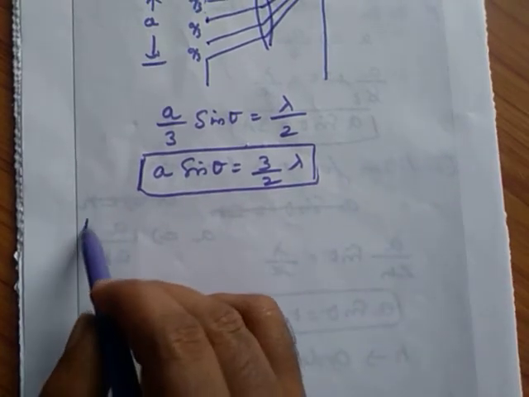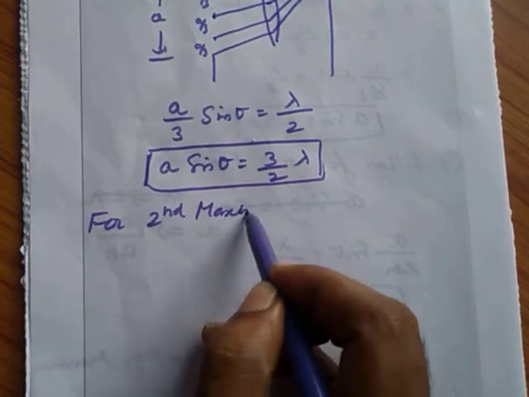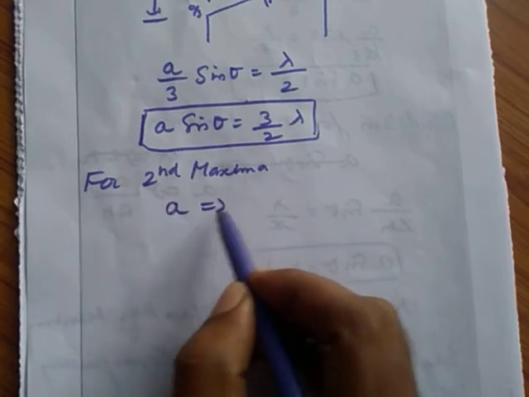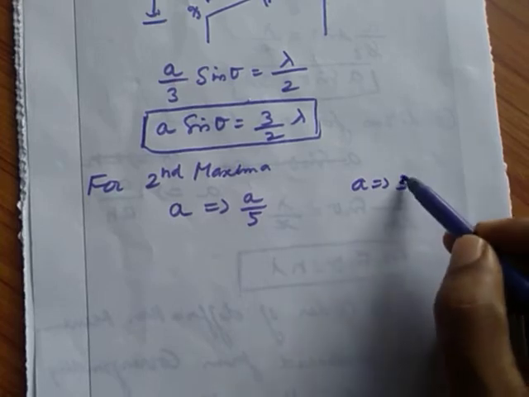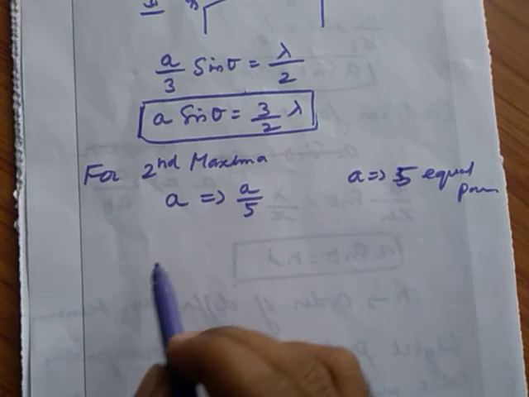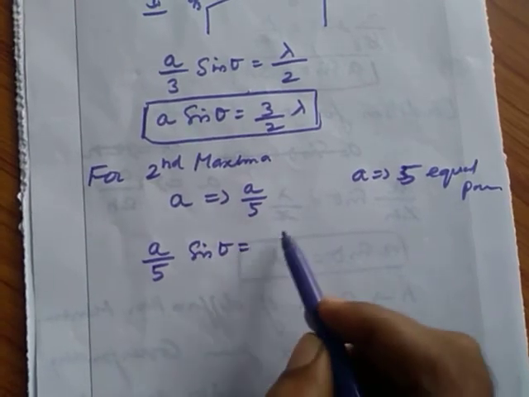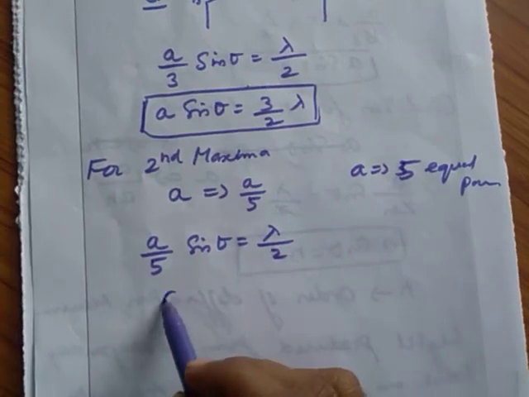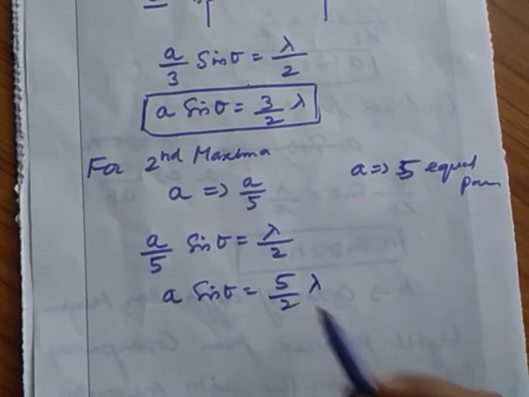Then for the second maxima, we are splitting a as a by 5. That means a is split into 5 equal parts. Then we get a by 5 sin theta is equal to lambda by 2. After solving this we get a sin theta is equal to 5 by 2 lambda.